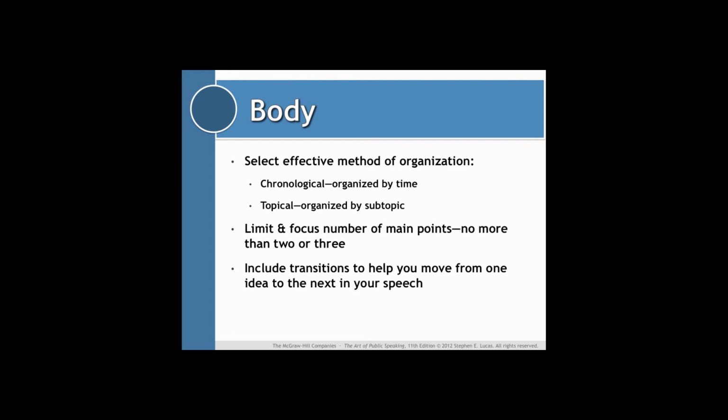And you also want to use words and phrases that help you move through the information to make it flow smoothly. Words like first, next, finally are good because they help us understand where you are in the speech, and those are transitions. So make sure you use things like that.